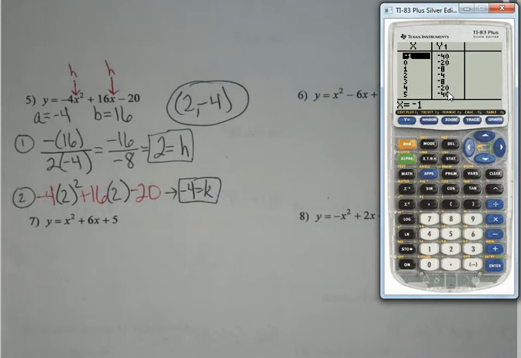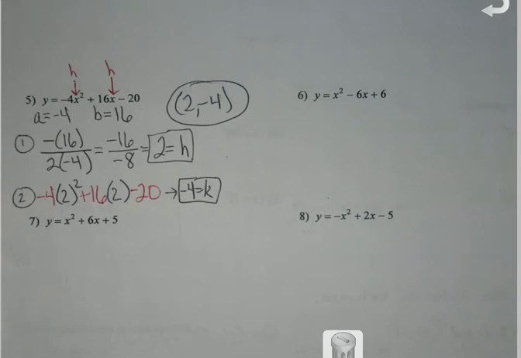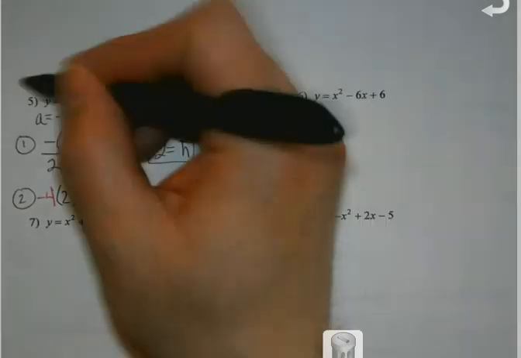Because sometime you may get a vertex that's a decimal number, and then you're not going to be able to see it on here. So we always got to have the backup plan ready. So if we don't have a backup plan ready, that can get kind of ugly.